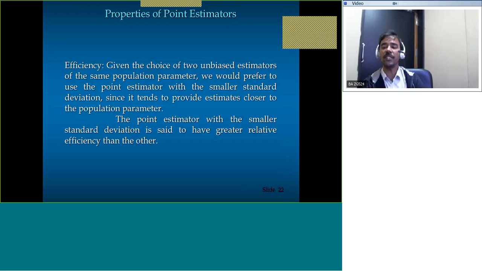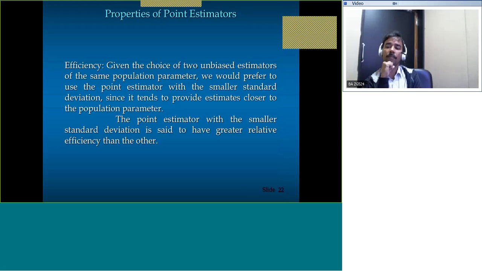The next one is efficiency. Suppose for a given population parameter, there may be many point estimators. For example, if you want to estimate your population mean, not only the sample mean, but also the sample median, sample mode, and so forth, many can be used to approximate your population mean. So for a population mean, you can have many unbiased estimators, of which the estimator that has a minimum standard deviation is said to be the efficient one. Yeah, I'll come to that point.